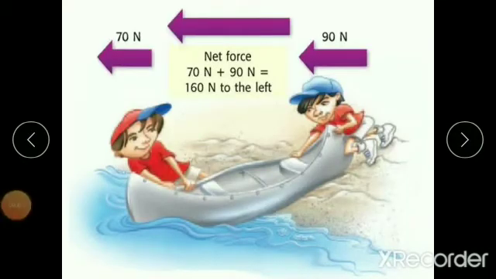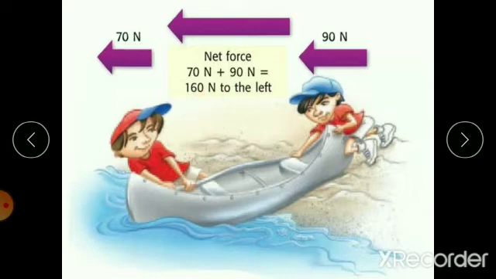Here in this picture you can see two boys are pushing the boat inside the sea or a river. They are applying the force in the same direction. Then how will you find out the resultant force? By adding them. The first boy is applying the force of 70 Newton and the second boy is applying the force of 90 Newton. The resultant force will be 70 Newton plus 90 Newton, that is equal to 160 Newton.